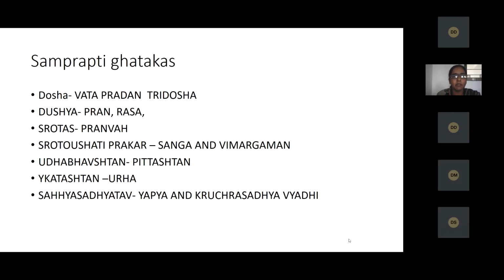The dosha is pranavaha vata pradhana tridosha, the dushya are prana and rasa, the srotas is pranavaha srotas, the srotodushti prakara is sanga and vimargagamana, the udbhava sthana is pitta sthana, and the vyakta sthana is the Ura Pradesha, that is the chest region. Sadhyasadhyata: Yapya, Krichra Sadhya.